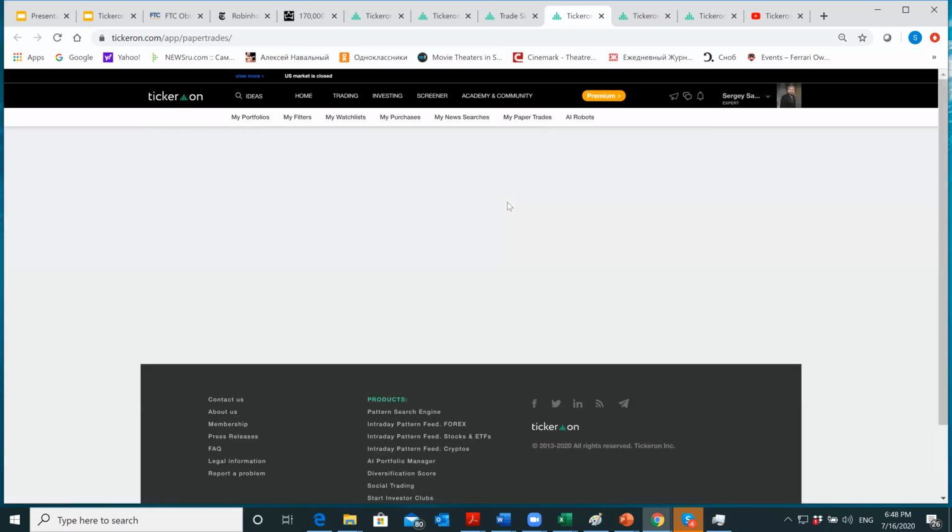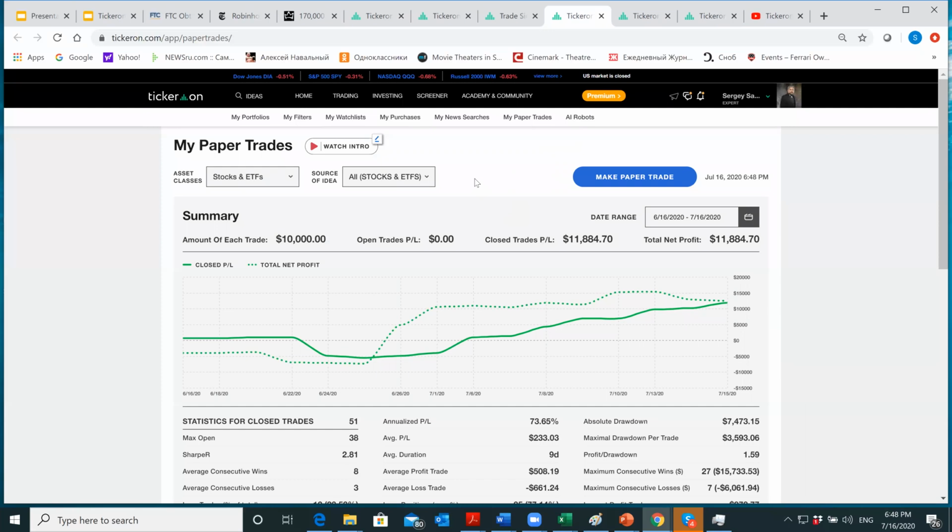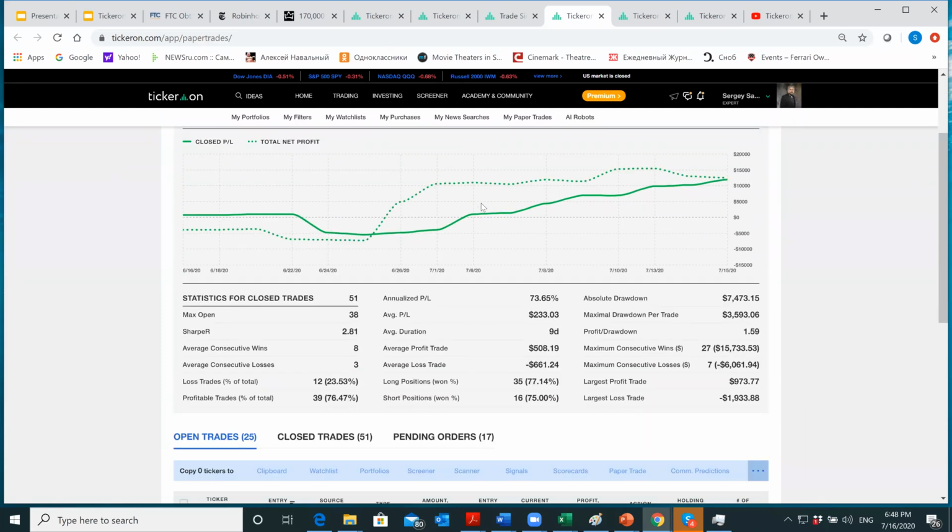What is a paper trade? It is the tool which allows you to analyze what's going on with your track record of buying and selling. Okay, let's look at mine. First of all, my average duration of a trade is 9 days. It means I'm kind of a swing trader. Why 9 days? Because I typically do trading during these demonstrations, and that's my track record.